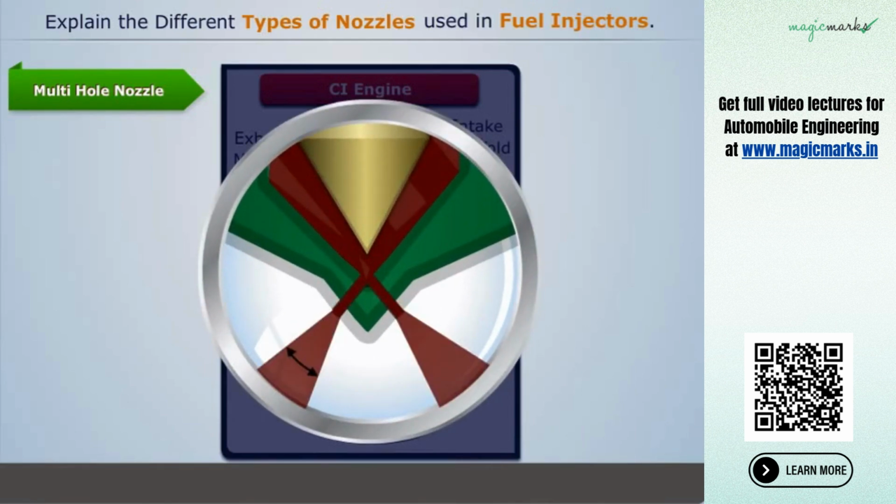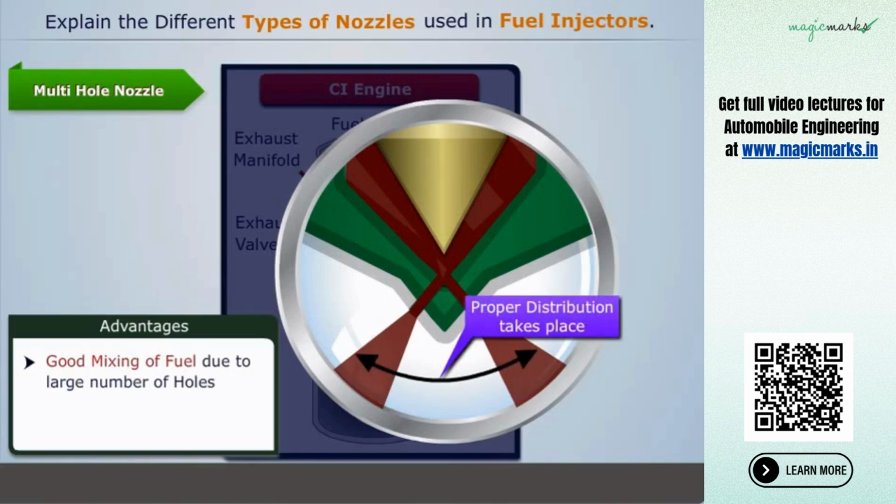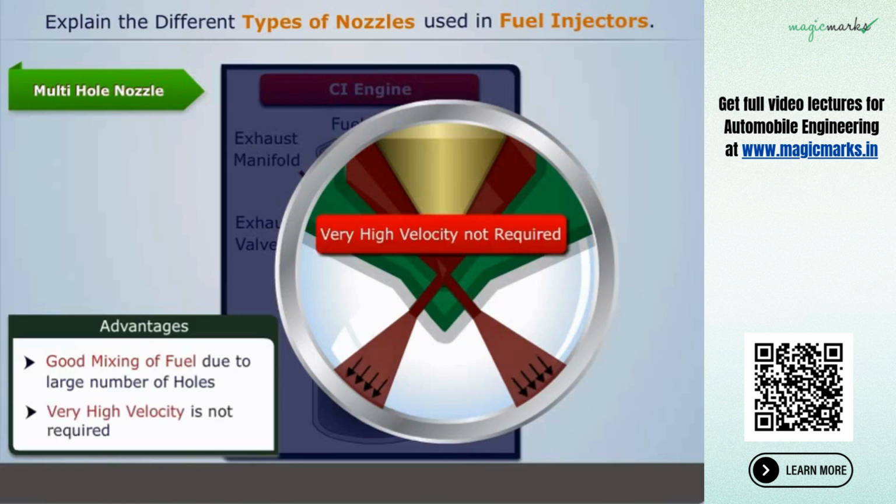around 20 degrees. The major advantage of these nozzles is that they distribute the fuel properly in the combustion chamber, even at low turbulence in the combustion chamber. Also, due to the presence of many holes, very high injection velocity is not required.